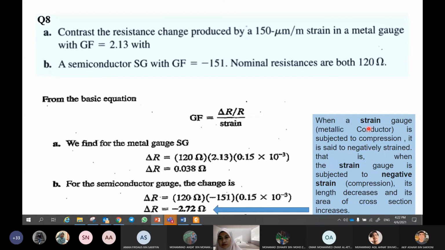When a strain gauge or metallic conductor is subjected to compression, it is said to be negatively strained. When we compress, the strain is said to be negative. When the strain gauge is subject to negative strain or compression, its length decreases and its area of cross section is increased. When we compress, the length is decreased and the area will be increased. That's all.